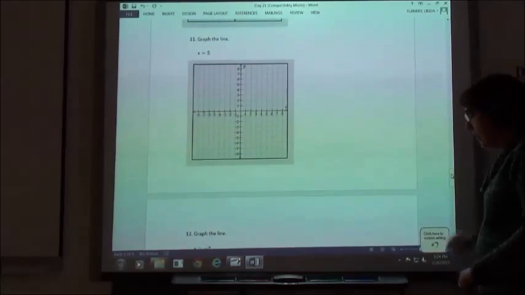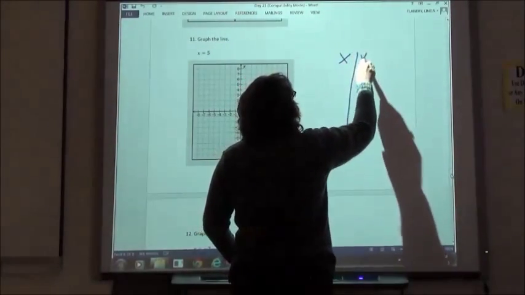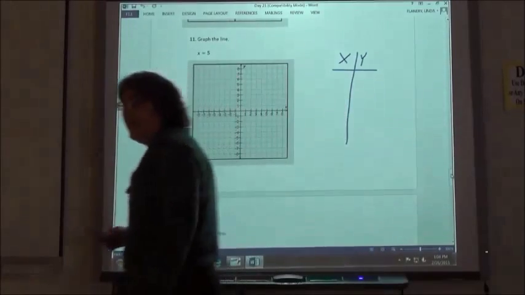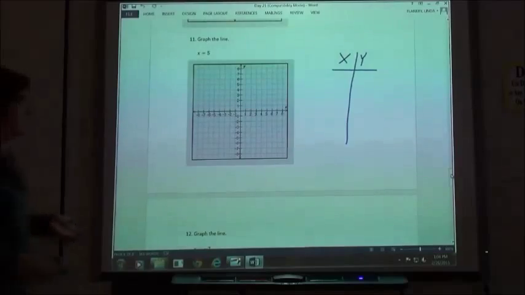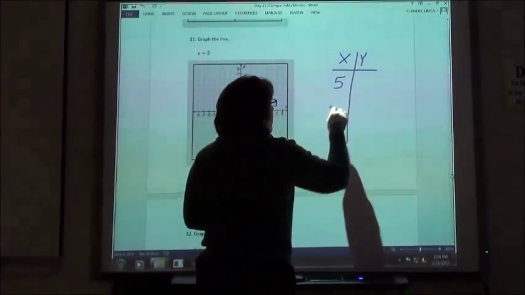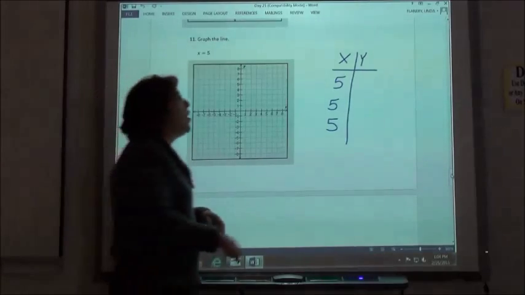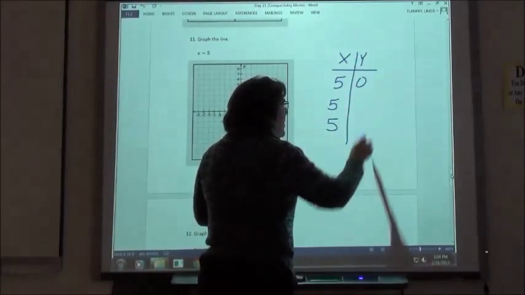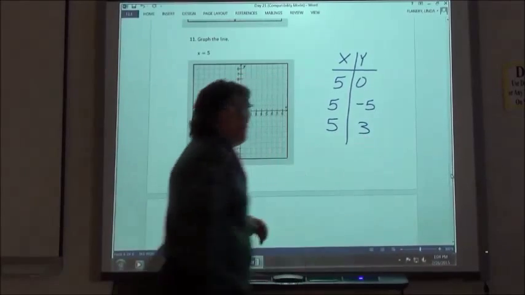So same kind of thing if I have x equals 5. If I were going to make a table with my ordered pairs, it's telling me that every single x value has to be 5. My y values can be whatever we want. I like 0. Maybe I want to use -5 and 3 this time.